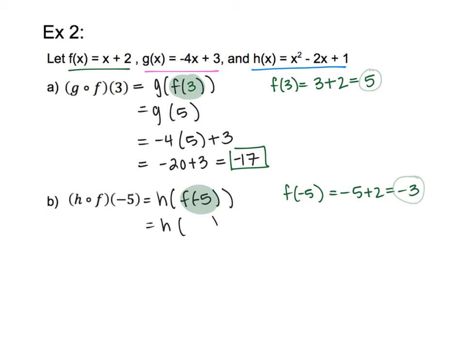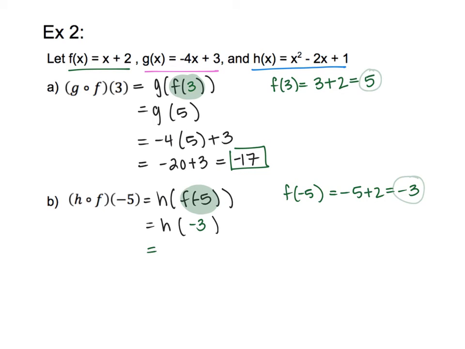So h, plug in negative 3. So now I have to ask myself, what is h of negative 3? Well, I have to go to h now. Here's h. But h this time has 2 x's that I need to plug in. So I have to plug this negative 3 into both x values. So this is what it's going to look like.